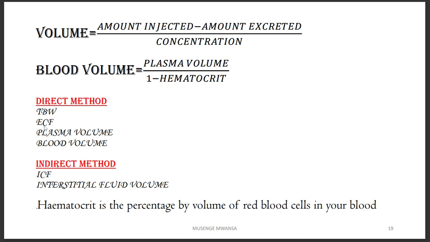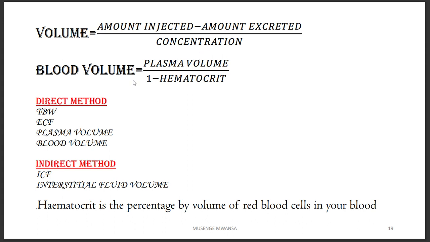And then the direct methods, we have blood volume, plasma volume, ECF, and the others like that. So how do you measure the volume if I add this dye into the body? Volume equals the amount injected minus the amount excreted, divided by the concentration of the same dye in the body. Sometimes you'll not have anything excreted, and in that case, we just say amount injected divided by concentration.